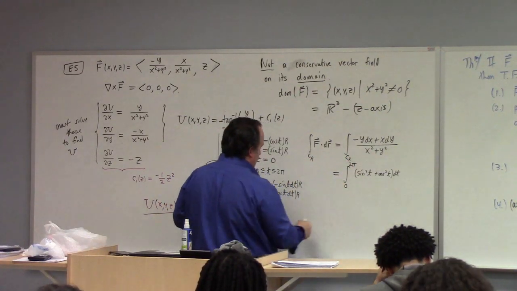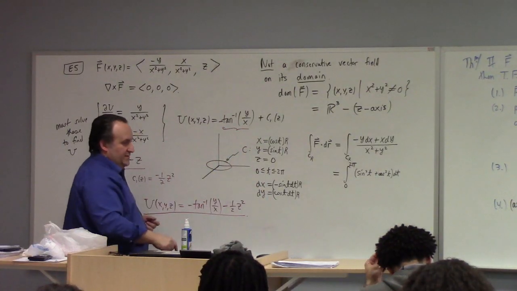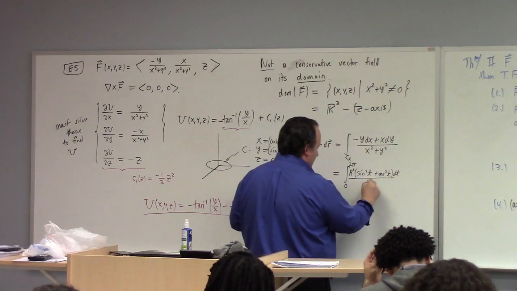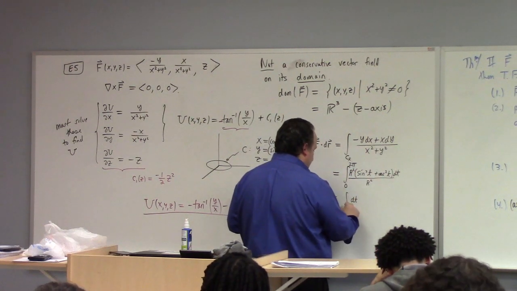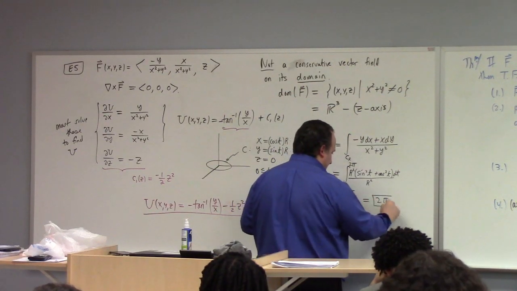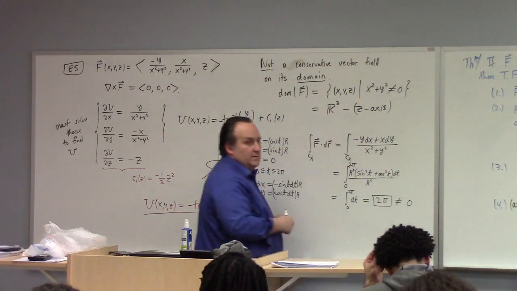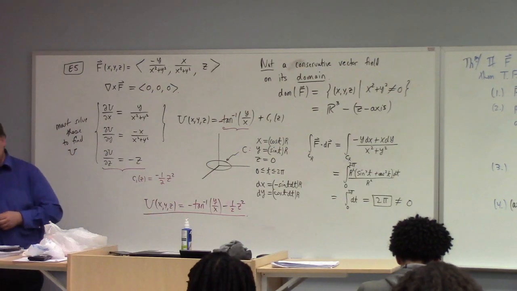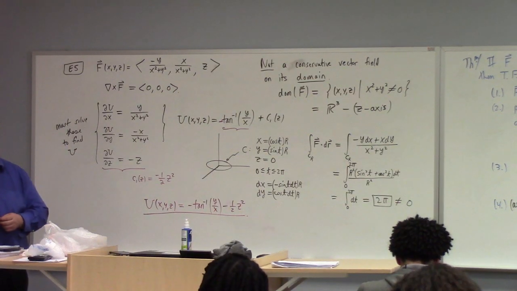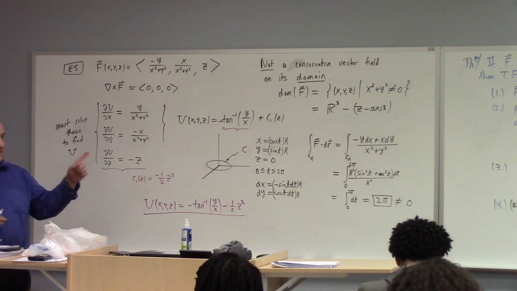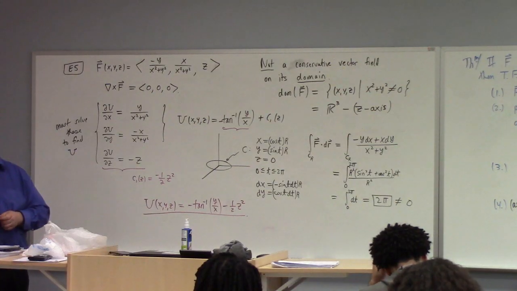Because what happens? The r upstairs and the r downstairs, they'd be canceling, right? So you're just left with the integral of dt from 0 to 2 pi, which is, well, 2 pi. 2 pi is not equal to 0. If this was a conservative vector field, the integral around a loop in the domain has to be 0, but it's not. This is proof positive it's not a conservative vector field. If it was a conservative vector field, this could not happen. But it did. So this is not conservative.